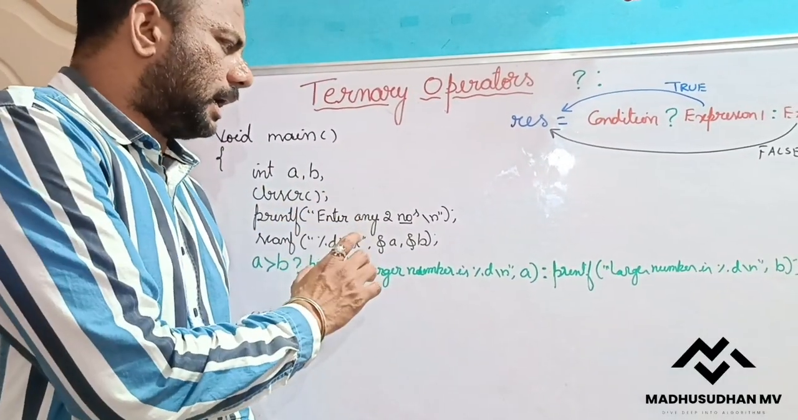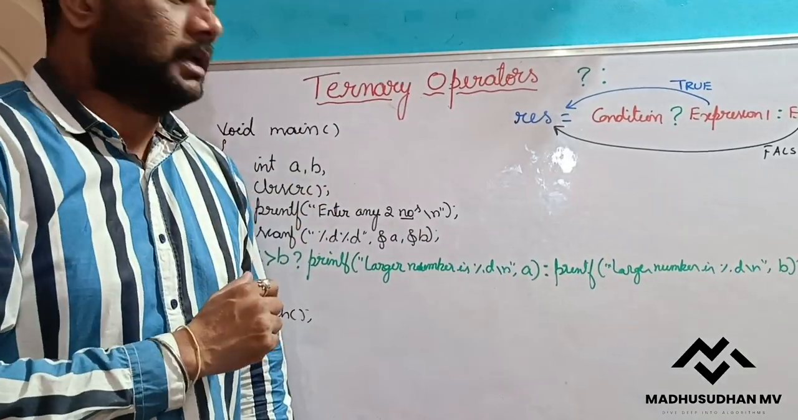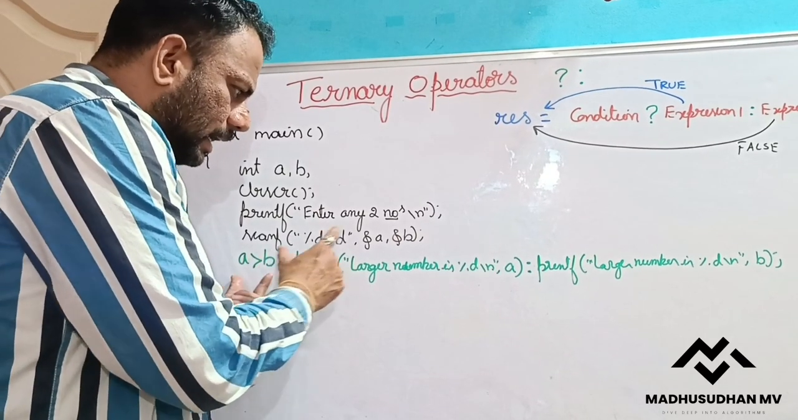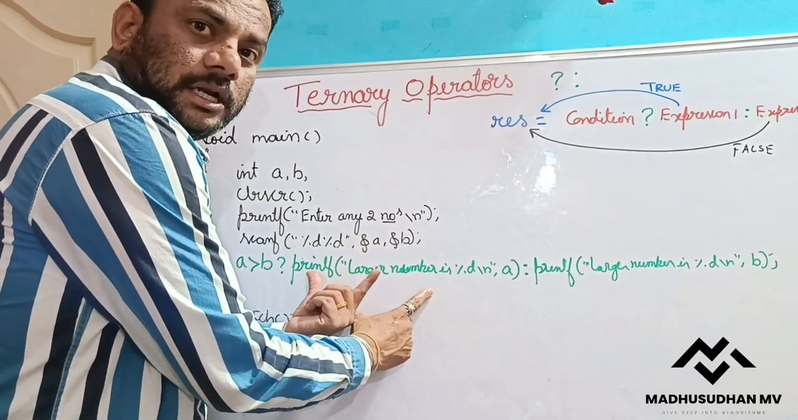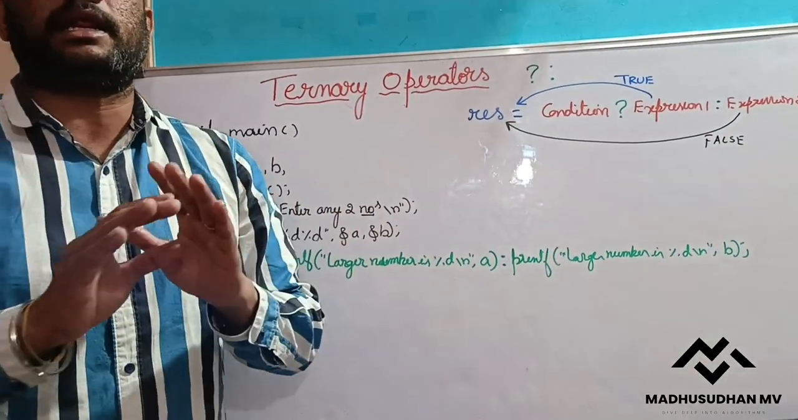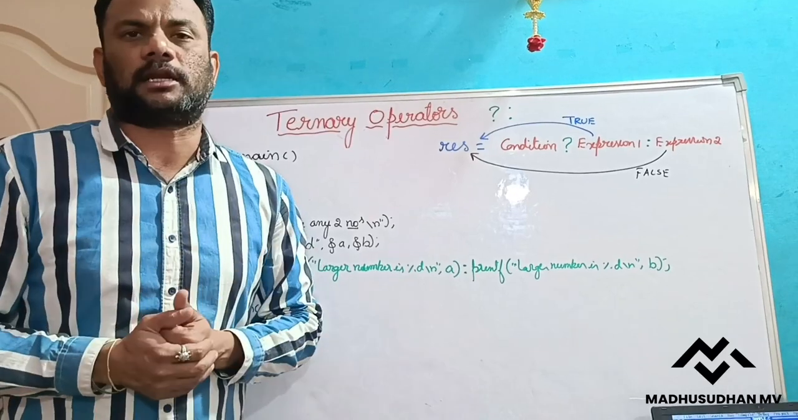Like this, we can write one ternary operator within another ternary. For example, see here I check the condition. If the condition is true, in expression 1 I can write one more ternary operator. Again here I can write a ternary operator. Like that we can write any number of ternary operators within another ternary operator. This is called a nested ternary operator.